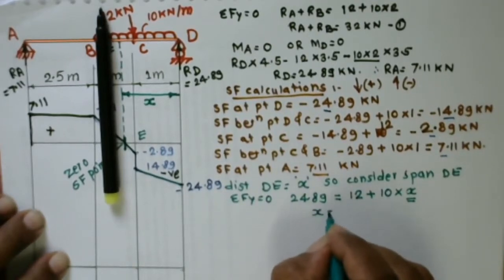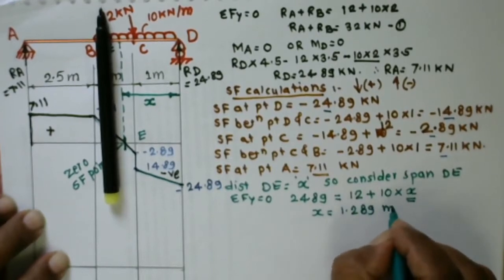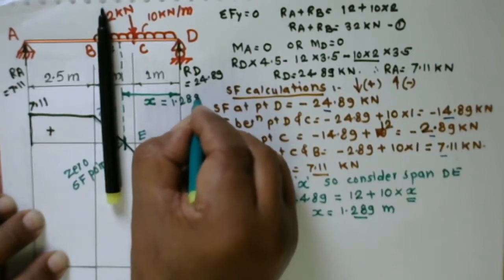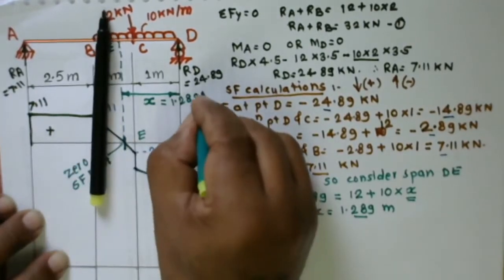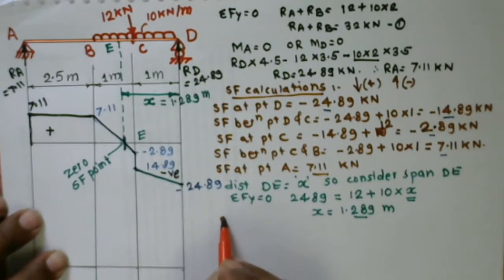So calculate this value x, it becomes 1.289 meter. So x is equal to 1.289 meter is the location of zero shear force. Now come to the points, bending moment calculations.